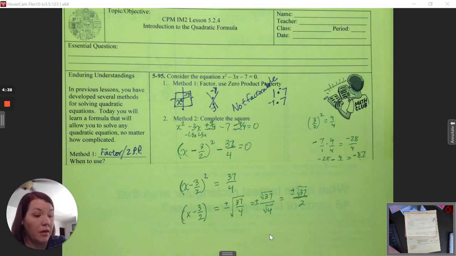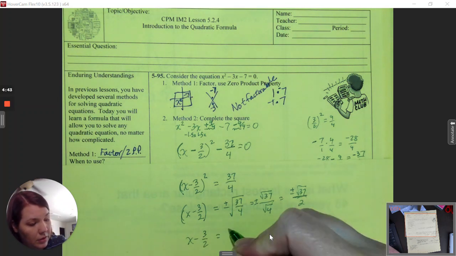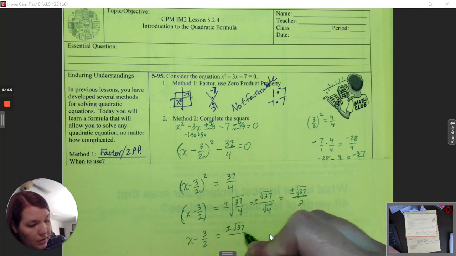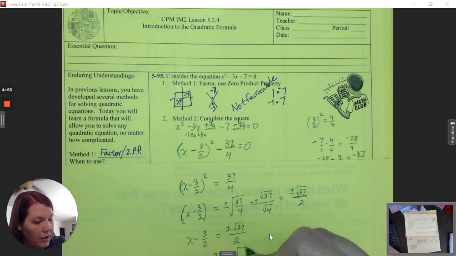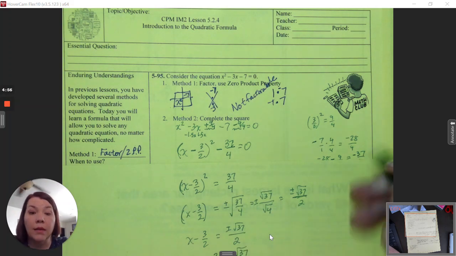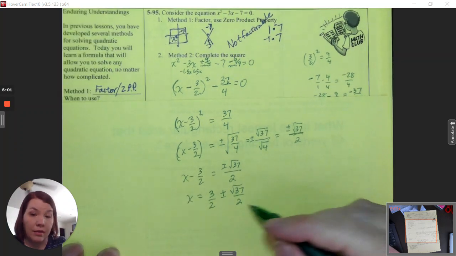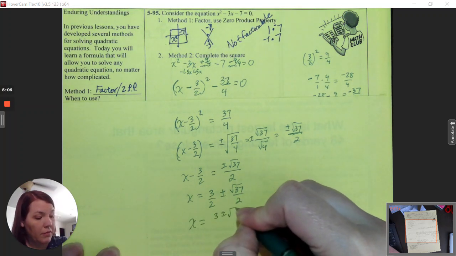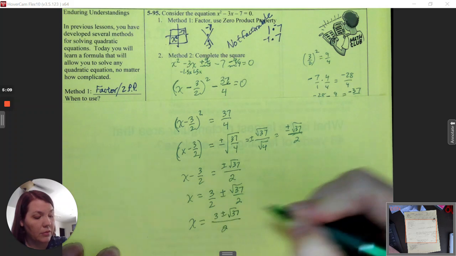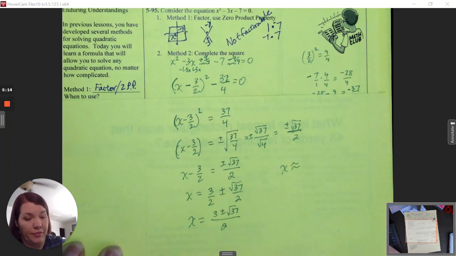Fun, huh? Oh, I'm not done yet. Oh, right, I have to add. So I've got x minus 3/2 equals plus or minus radical 37 over 2. So I'm going to go ahead and add 3/2. x equals 3/2 plus or minus radical 37 over 2. Luckily my denominators are the same, so that's nice at least. x equals 3 plus the square root of 37 over 2 and 3 minus the square root of 37 over 2. So x is approximately equal to, calculator, do your magic.